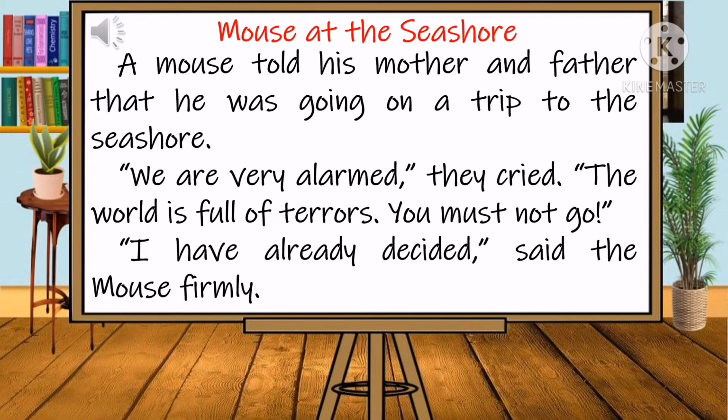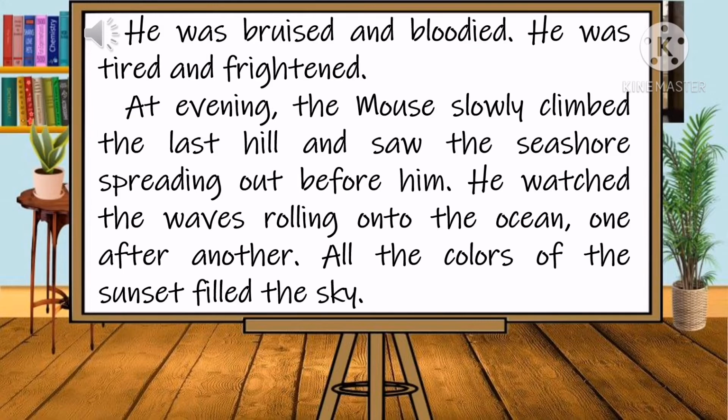A cat jumped out from behind a tree. "I will eat you for lunch," he said. It was a narrow escape for the mouse. He ran for his life, but he left part of his tail in the mouth of the cat. By afternoon, the mouse had been attacked by birds and dogs. He had lost his way several times. He was bruised and bloodied. He was tired and frightened.